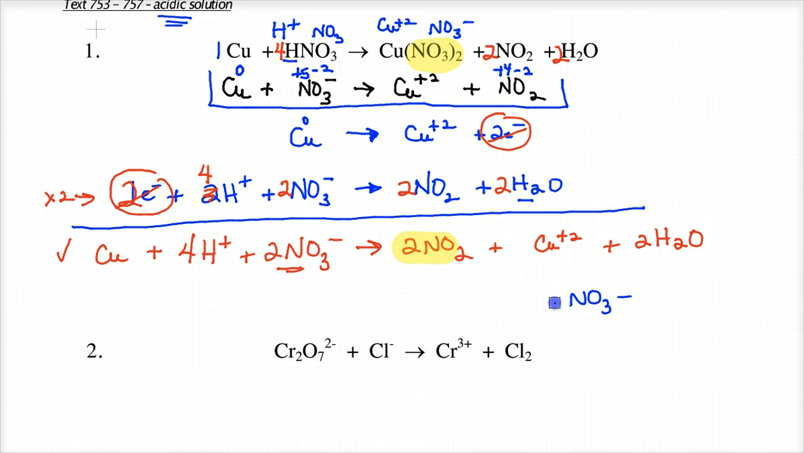Now, one thing you should do when you're balancing is check to make sure the charge is the same on both sides. So when you're done balancing, you should basically check your charge. If you notice, I have +4 and I have -2, so this is a +2 on this side, and they should equal each other. Charge must be conserved here because electrons were conserved. NO2 is neutral, water is neutral, but you have a copper that's +2, and it checks out. So this is a correctly balanced reaction.